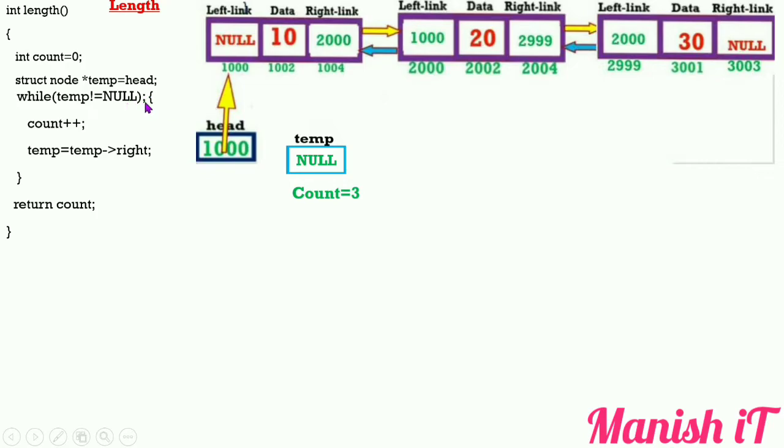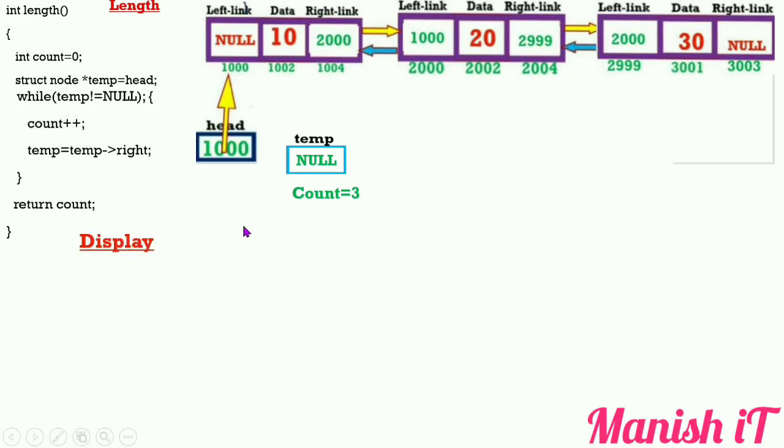So that's why the condition fails. It exits from the while loop and simply returns whatever count stores; that value is returned to the length function. What number is stored in count? 3. So it simply gives us 3 whenever the length function is called. In this situation it returns 3.